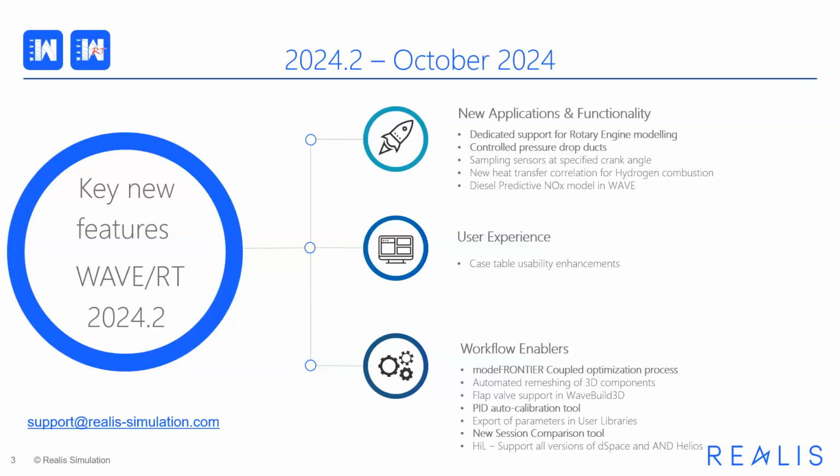A new and improved session comparison tool available in this release helps our users easily compare sessions and navigate to the sources of differences between them, which substantially improves the traceability of the changes between different builds of the models and also helps troubleshooting. Finally, we are now officially supporting all versions of dSPACE hardware-in-the-loop platforms and the A&D Helios platform. Let's dive deeper into a selection of these features.